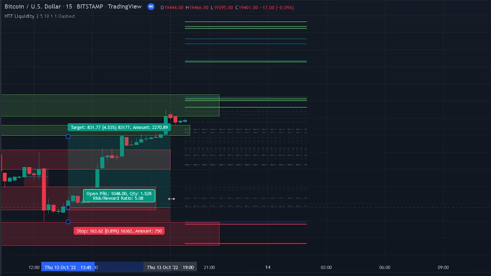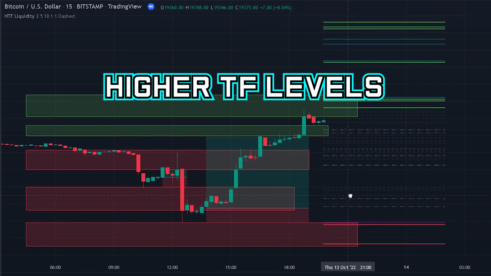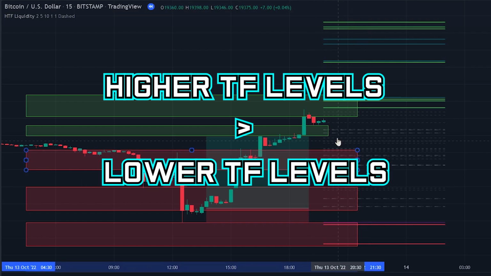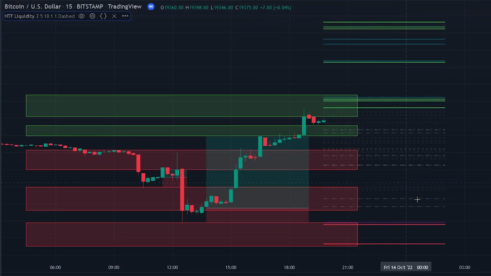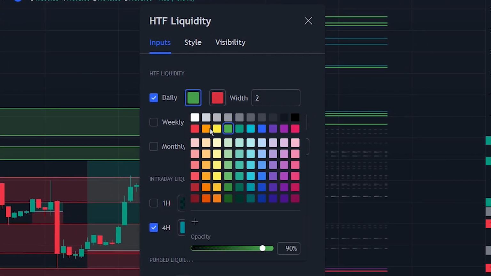Another very important point that you need to know is that the higher timeframe levels of liquidity are a lot more important and will have more effect on the price action than the lower timeframe levels of liquidity. So in our case, the highest timeframe we are using is the daily timeframe. So let's head over to the Settings tab and change the color of the daily plot to yellow so that we know that these levels are more important.